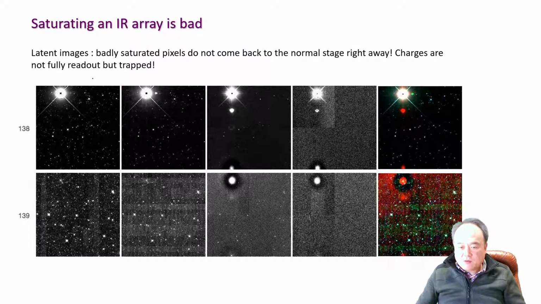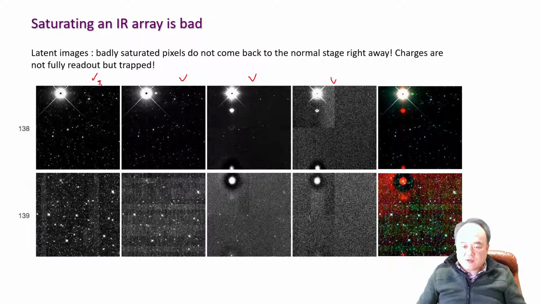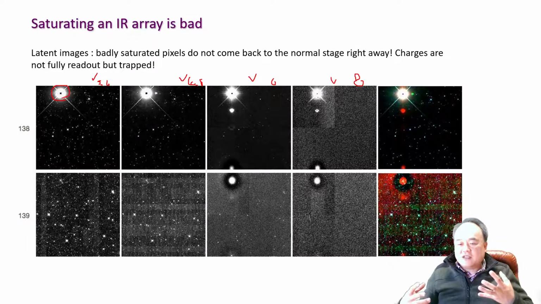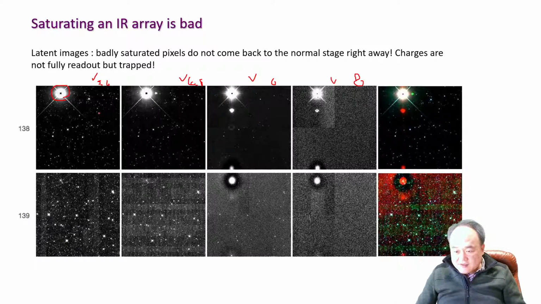There are four different arrays covering different wavelength regions. This one is something like 3.6 micron, this is 4.5 micron, this is about 6 micron, and this is about 8 micron. Okay, and then you see that when you put a very bright object on the array, you can actually see so-called ghost images, which will be explained in the next slide.